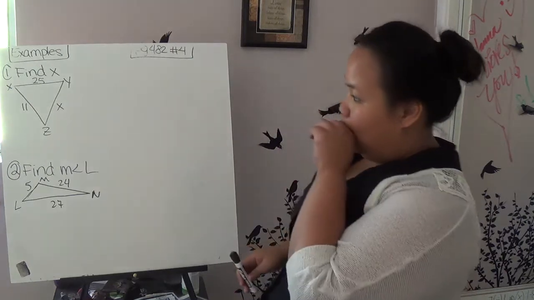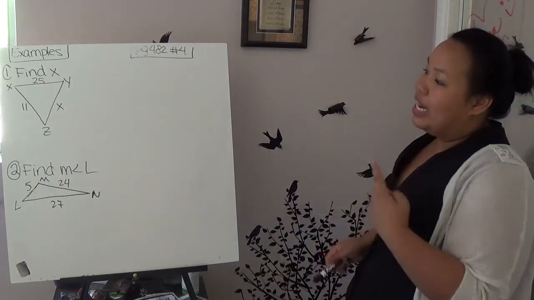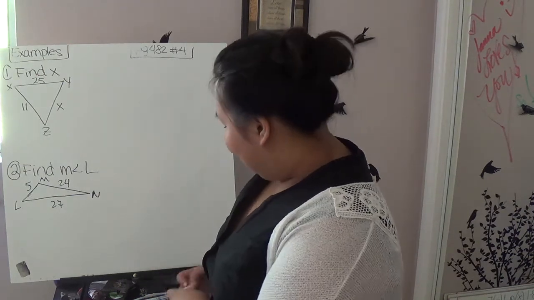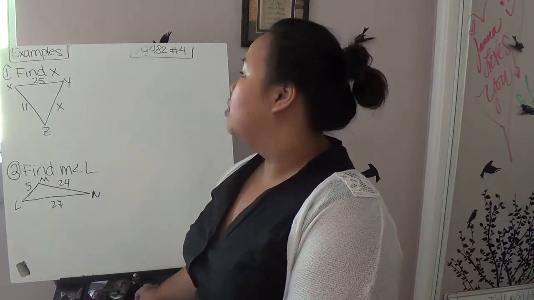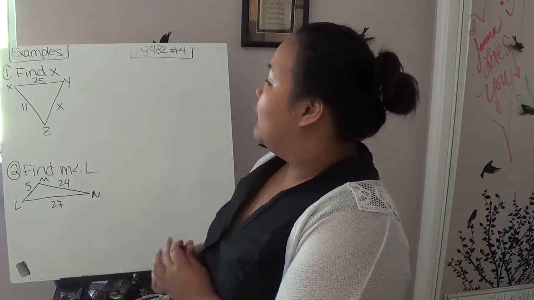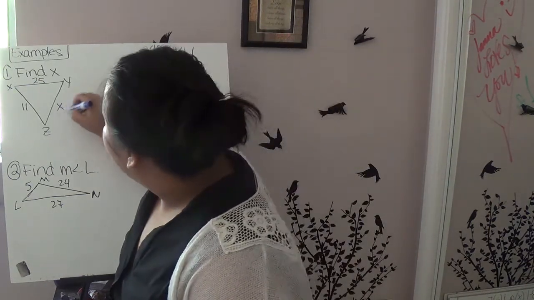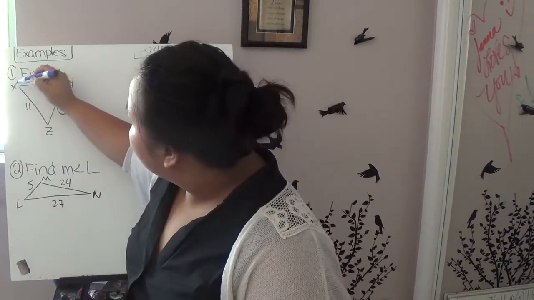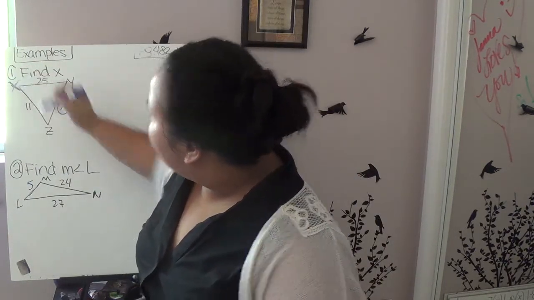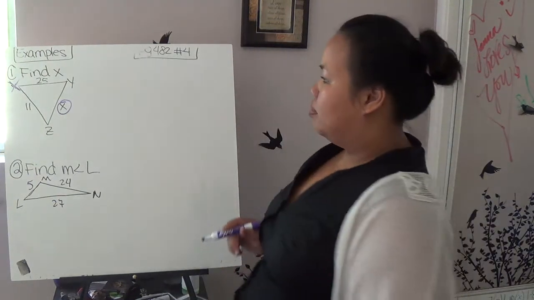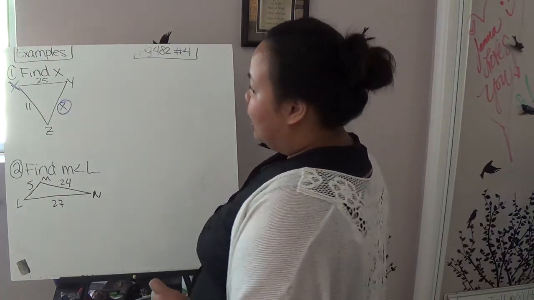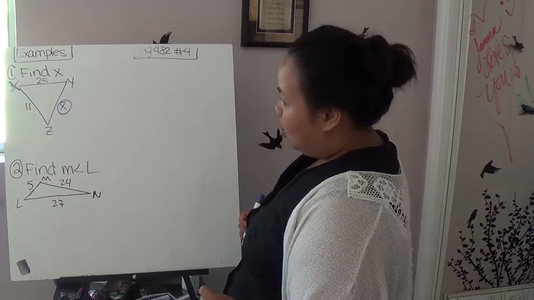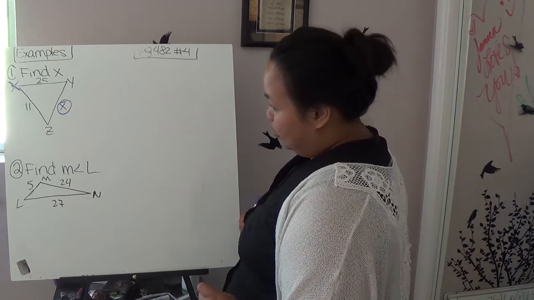Alright, the first one is asking us to find x. Let's use purple. It wants us to find side x. Unfortunately, this is supposed to be an uppercase X, and they want us to find little x. So in this case, we're going to go ahead and plug in what we know.